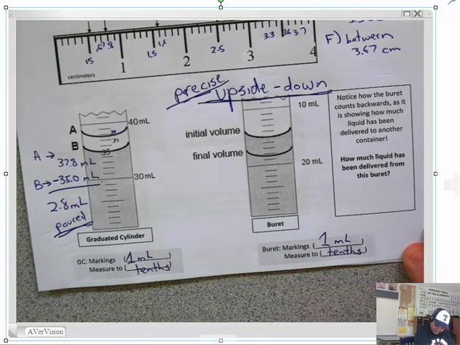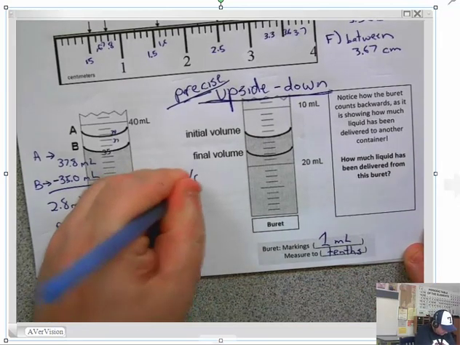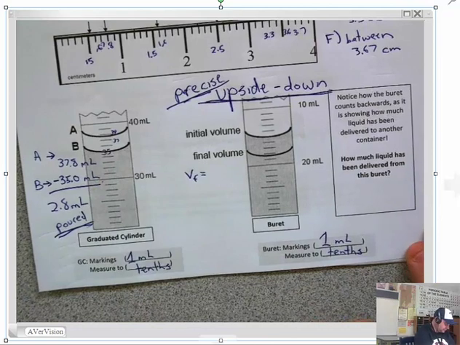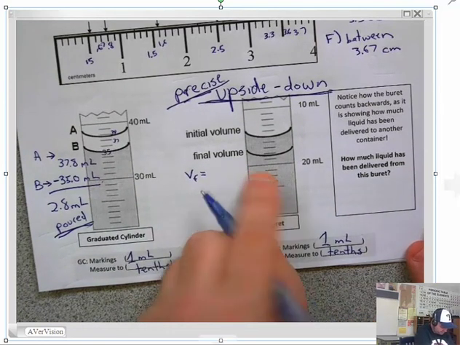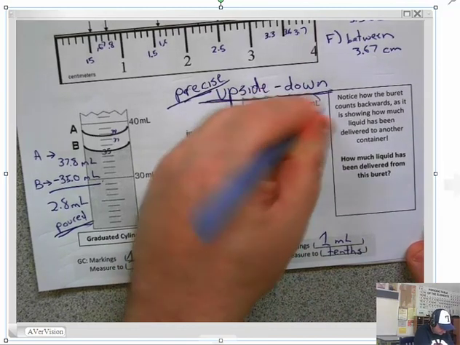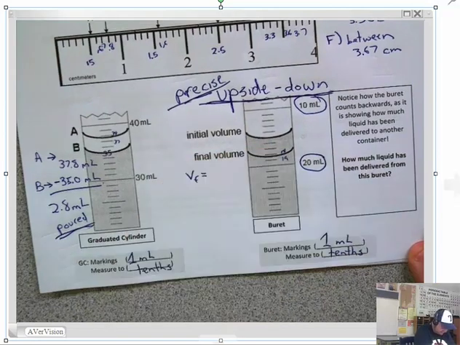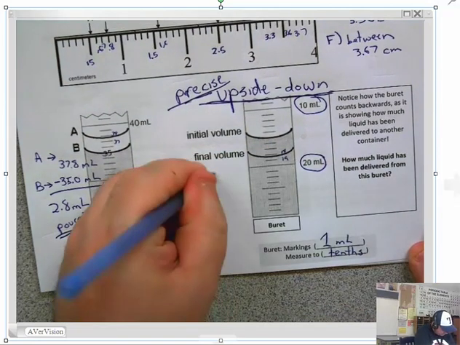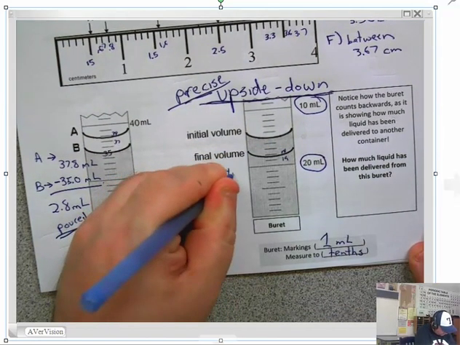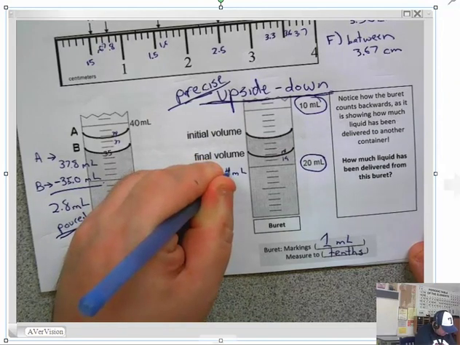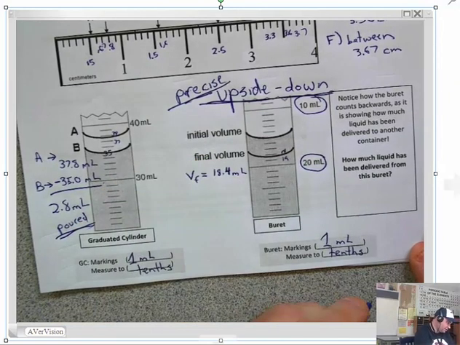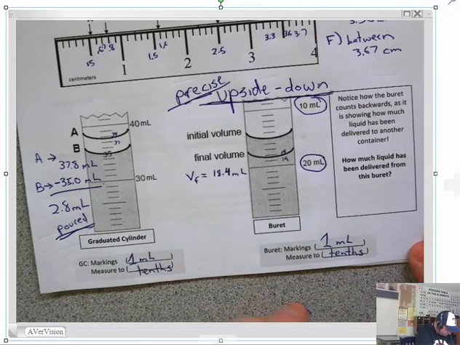So we're going to do the final volume first. Usually in chemistry and physics, you're going to do final minus initial if you have to do subtractions. This is between the lines. Now notice that 10 is here and 20 is here. So this is actually 18 here and that is 19 there. That looks like 18.4 milliliters to me. If you wrote down 18.3, again, I couldn't question you because you actually measured to the tenths place.